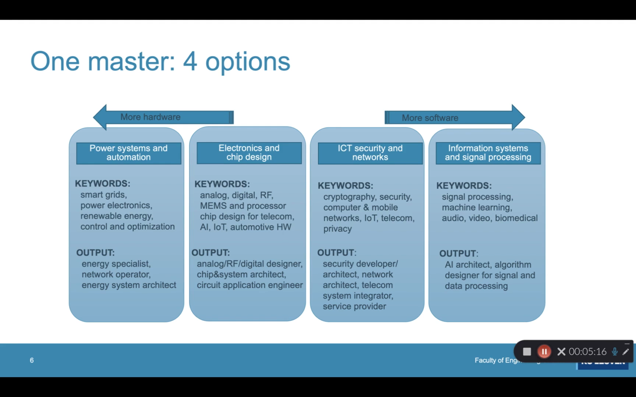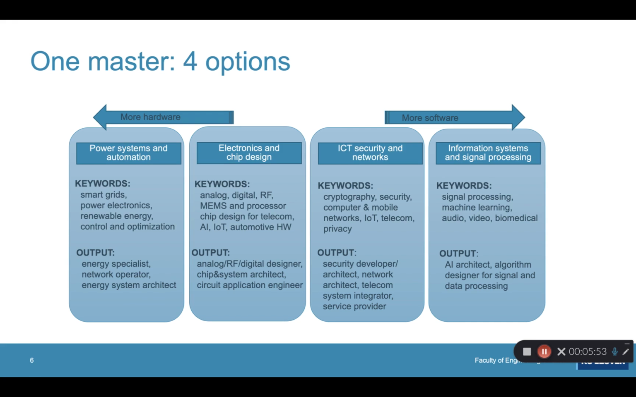Our master has 4 options which allow you to specialize towards one of 4 directions. We have an option called Power Systems and Automation, where you learn about smart grids, power electronics, renewable energy, and also about control and optimization. This option is mostly useful if you want to become an energy specialist or an energy network operator or an energy system architect.